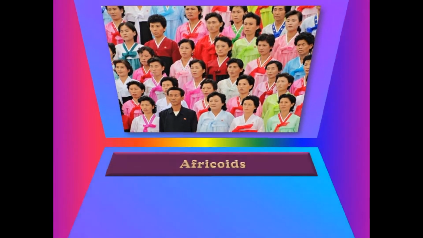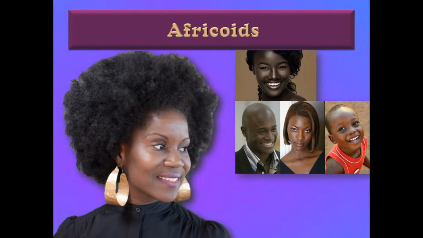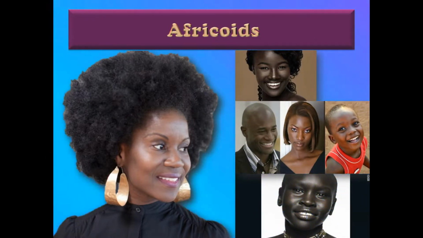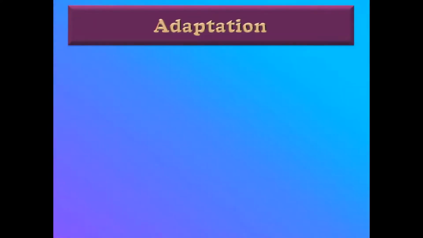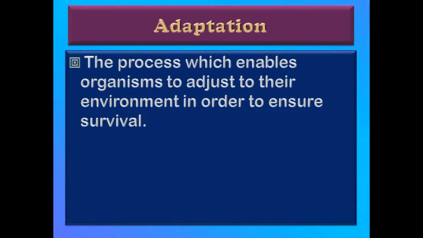Then Africoids, the typical Negroes, they have more melanin and you can see the texture of their hair which is entirely different from the other races. So, why is it so even if all are human? That is known as adaptation. The process which enables organisms to adjust to their environment in order to ensure survival, that is known as adaptation.